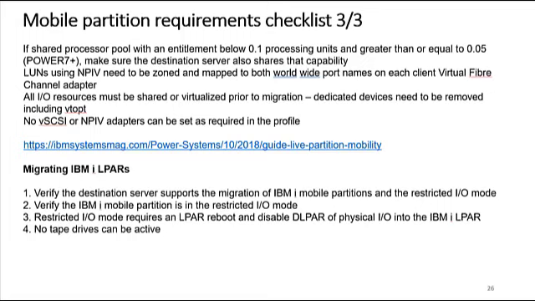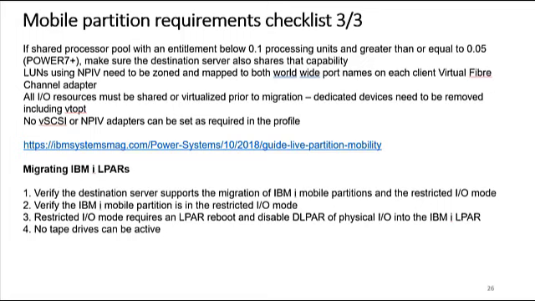I already talked about the LUNs and NPIV and zoning and mapping. I can't stress that enough because that's where I see 90% of the issues with LPM, of failed LPMs, is because things are not zoned and mapped. I did publish back in 2018 a guide to live partition mobility. Even though it's now 2020, a lot of the recommendations in that have not changed.